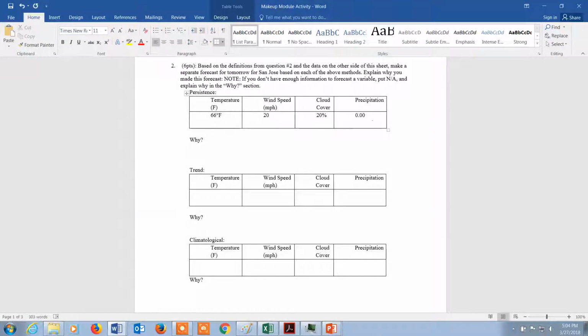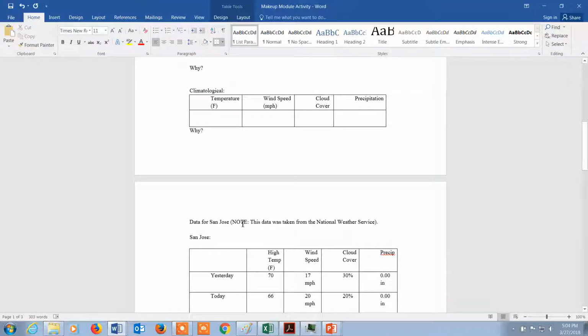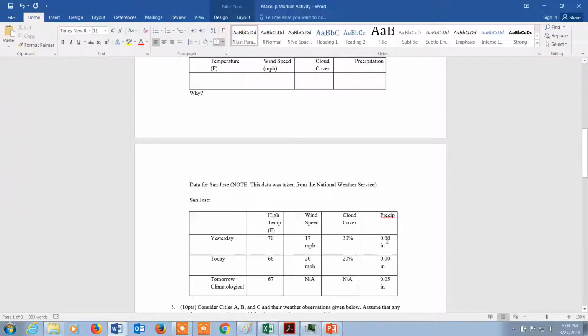Nothing changes. Now, what about a trend forecast? Well, a trend forecast requires at least 2 days of weather data. And I have 2 days of weather data here. I have weather conditions for yesterday and weather conditions for today. And the idea for a trend forecast is whatever change happened between yesterday and today, that same change will happen between today and tomorrow. So for example, if it was 70 degrees yesterday and 66 degrees today, that means that there was a decrease in 4 degrees.